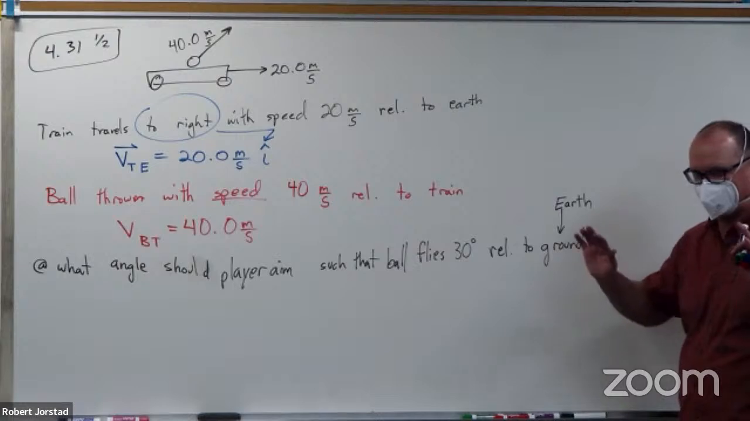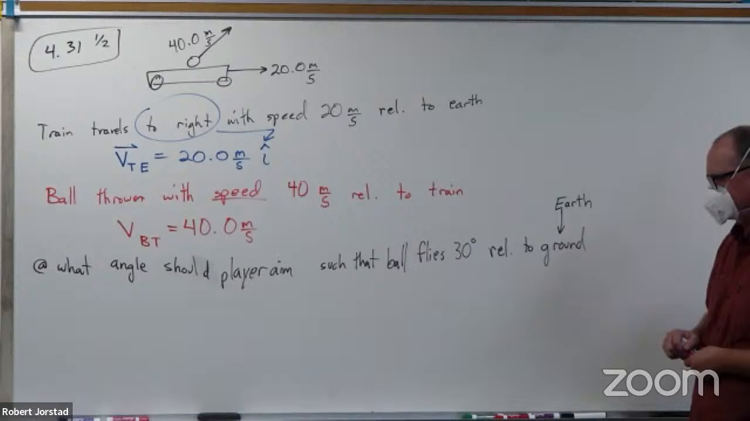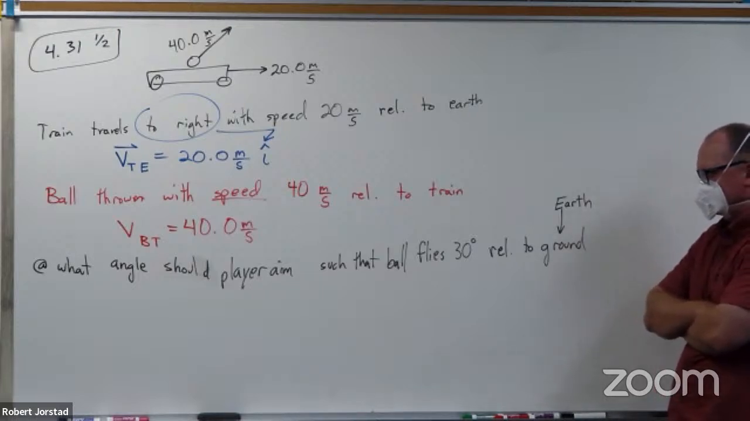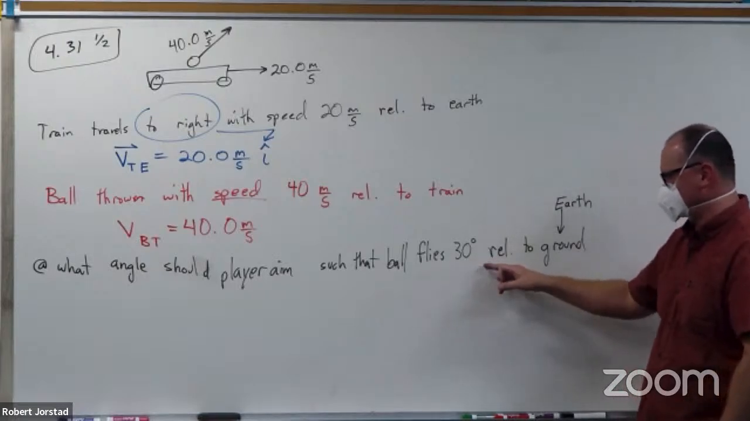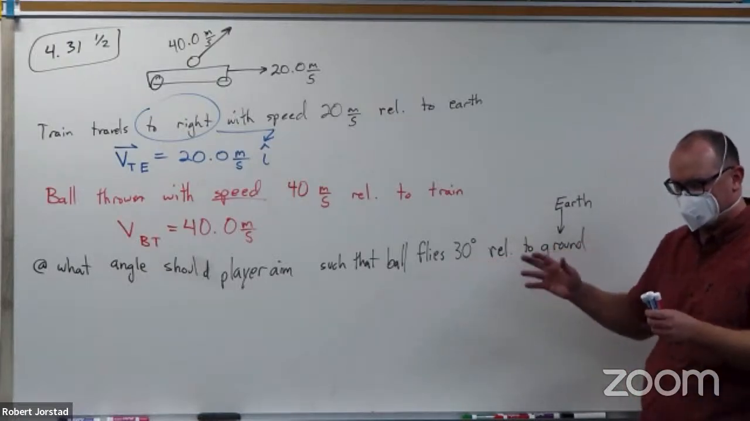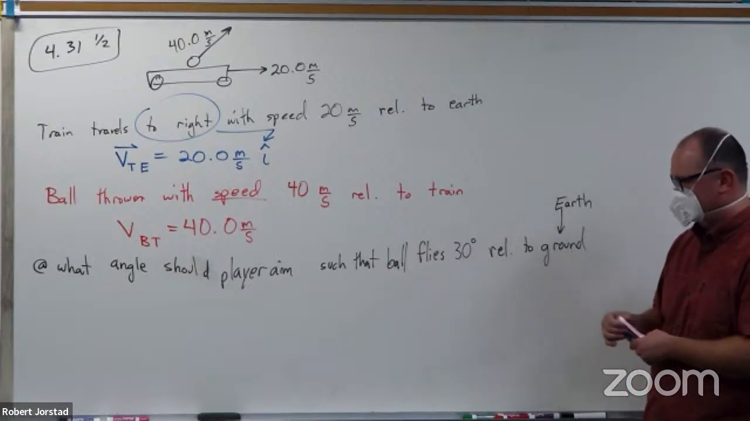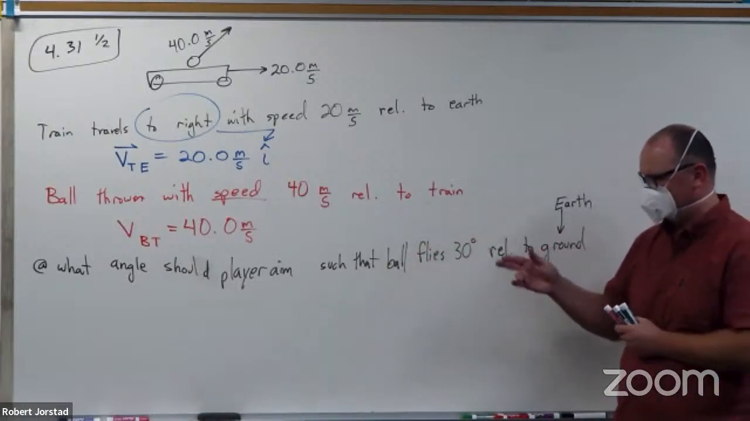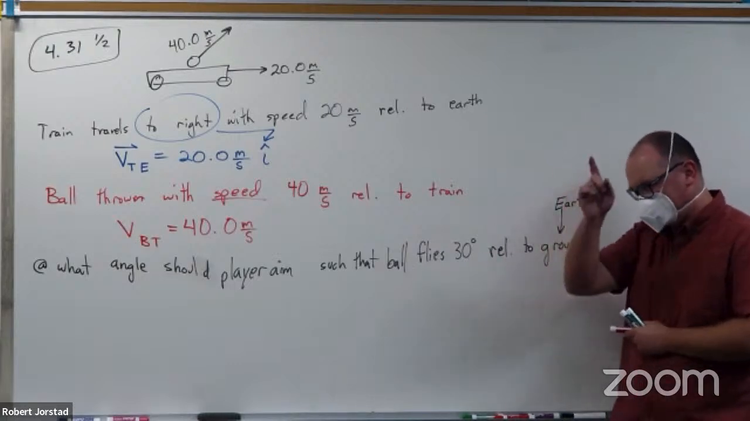Last problem of the day, I promise. This is the last line. Let's get through it. Didn't we do something similar earlier with velocity? We did something like velocity equals, well, let me ask you this. Ball flies 30 degrees relative to ground. What do we know? What is that? 30 degrees. Okay, is it theta for the BT? Is it the angle of the ball relative to the train? No, it's theta BE, like you said.